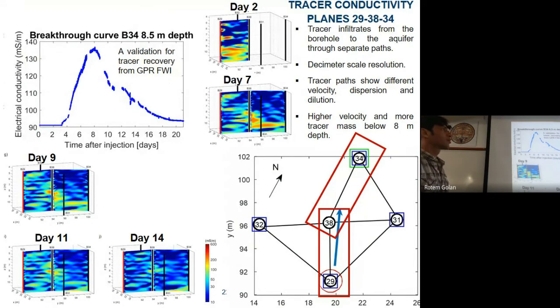And just as a validation for our full waveform inversion results, this is a breakthrough curve that we measured at this borehole, at a 10-meter distance. We have the breakthrough at around day 8, which is pretty much in agreement. This is the same borehole, and we see here about the maximum at day 7, and at day 9 it's already lower. So this strengthens our tracer conductivity results in that borehole.